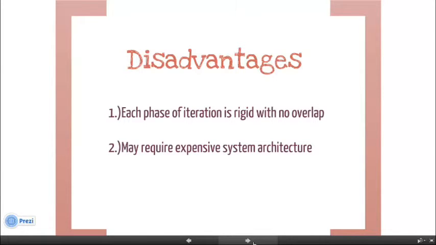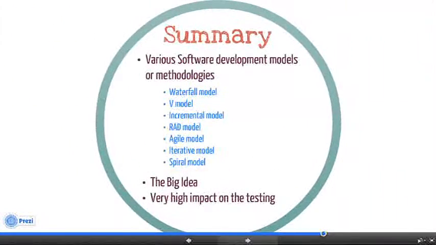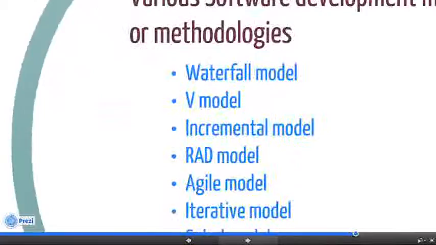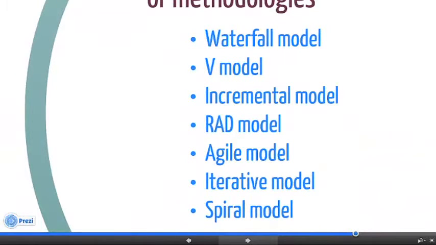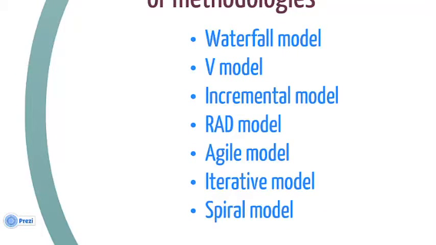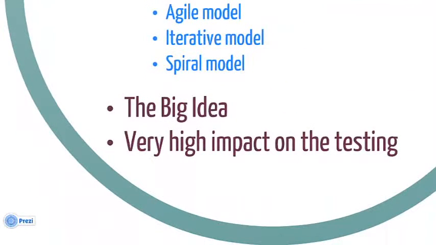There are various kinds of software development models such as waterfall model, V model, incremental model, RAD model, agile model, iterative model, spiral model. So our big idea is we have to use the correct model in order to finish our software very fast. If we don't select the correct model, we will end up with a half developed software. If we finished, it will be a very bad software. Also, the model has a high impact on the testing.